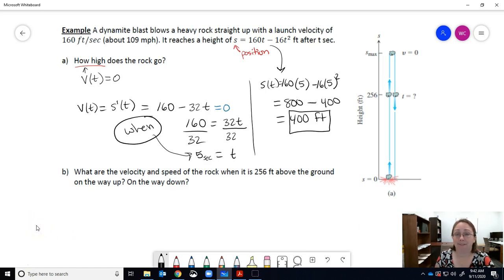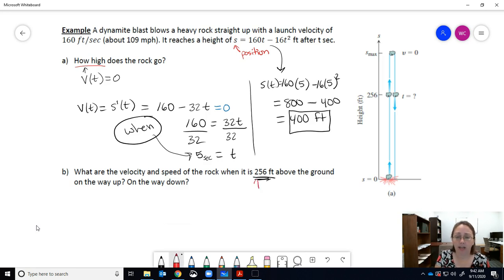Part B. What are the velocity and speed of the rock when it is 256 feet above the ground on the way up, on the way down? That's an interesting question. All right, we want to know about this height. But our velocity and speed both depend upon time. Remember, speed is just velocity with an absolute value sign. So how are we going to find the velocity if we need the time frame for that?